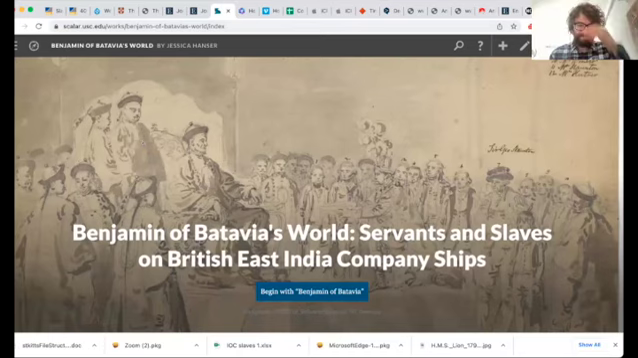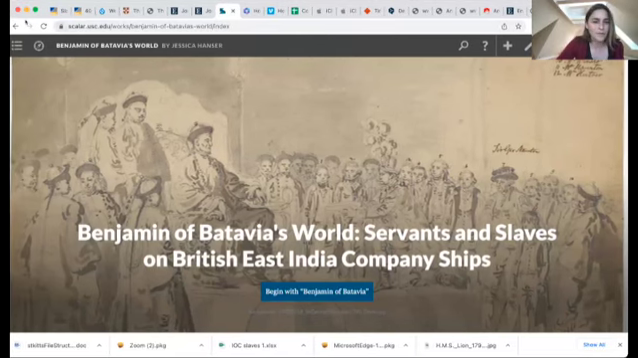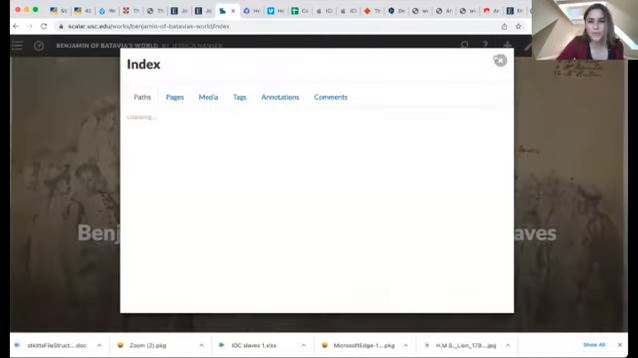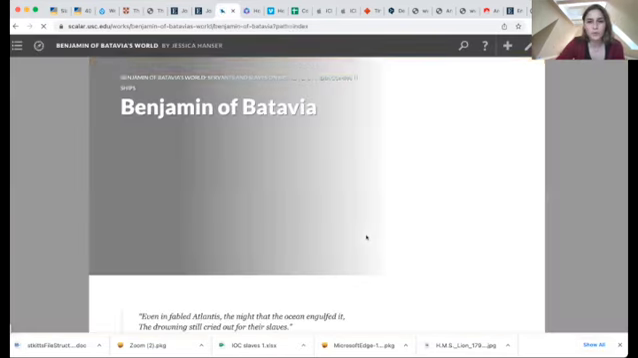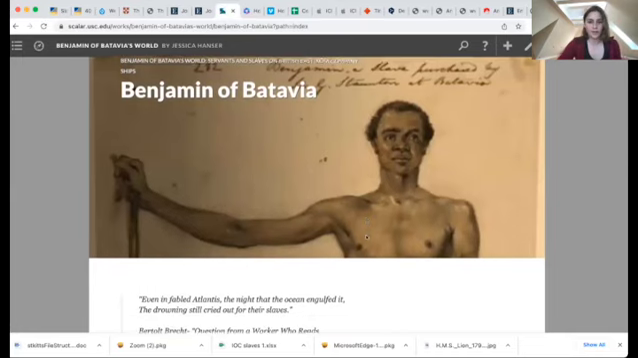Yes. Okay, awesome. So yeah, this is Scalar. It's a really cool piece of software. Basically, this is the idea. You enter with Benjamin of Batavia, who is one person that I've chosen, who I would like to write a book about, as an example. When you enter this database, you land at his story first. And then you can click and scroll through and learn about the life of this particular enslaved individual.